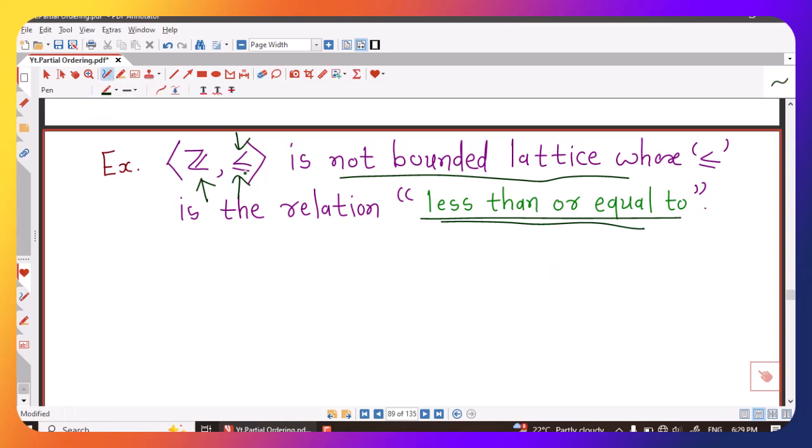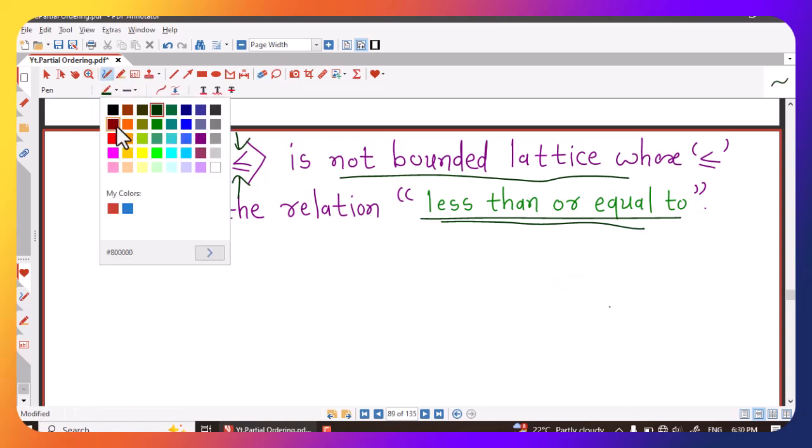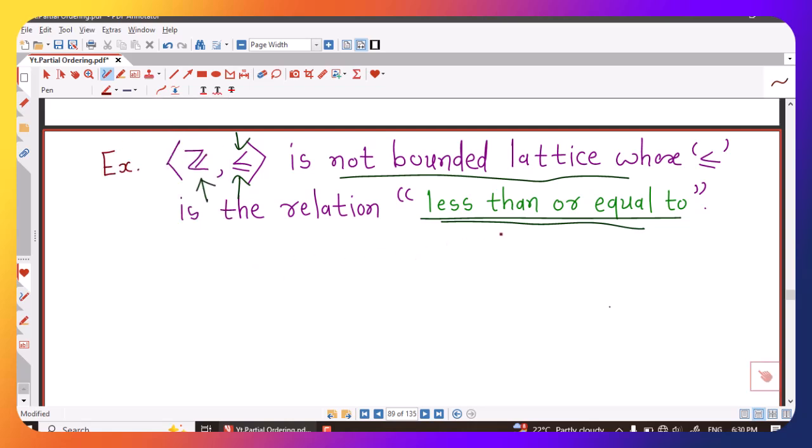Similarly, you can show for least element also. You cannot find out any fixed integer such that B is less than or equal to A for every A in the set of integers. Therefore, set of integers has no least element and therefore it is not bounded. So either you have to show that the greatest element does not exist or the least element does not exist, and that is enough to show that Z is not bounded.